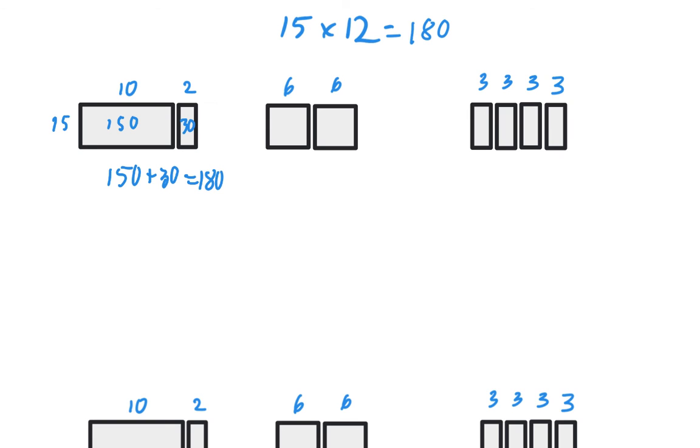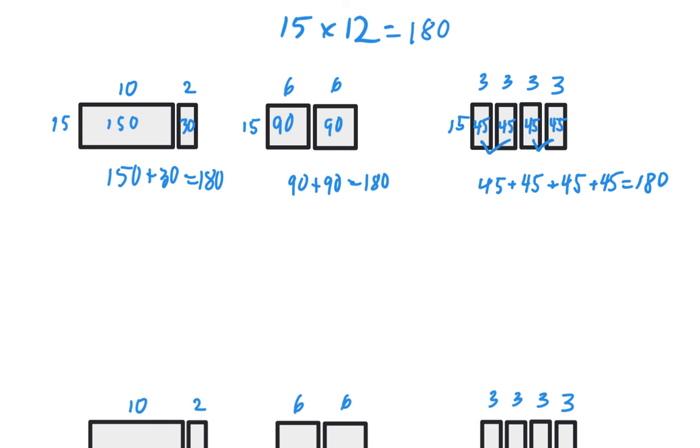Let's just check that with some other ones. So 15 times 6. I might actually do this one over here first because it's a little bit easier for me. 15 times 3 is 45. And I'm going to have that 4 times. If I put those together, it's 90. And 90 plus 90 is 180. There it is. And then over here, you'd have it like this. So these are 3 ways you can break down times 12 facts.